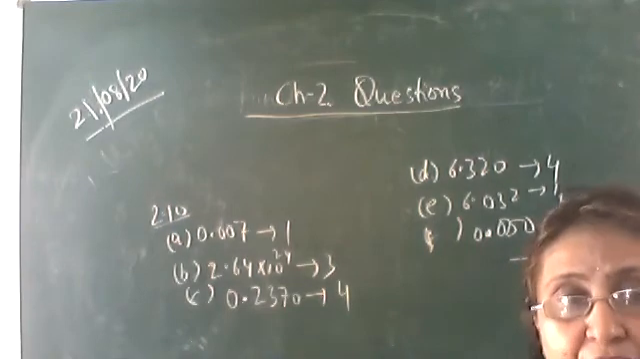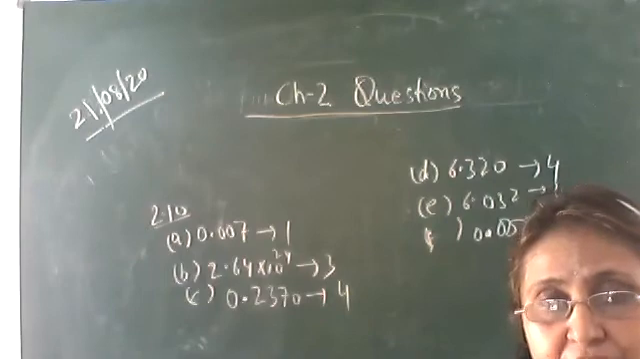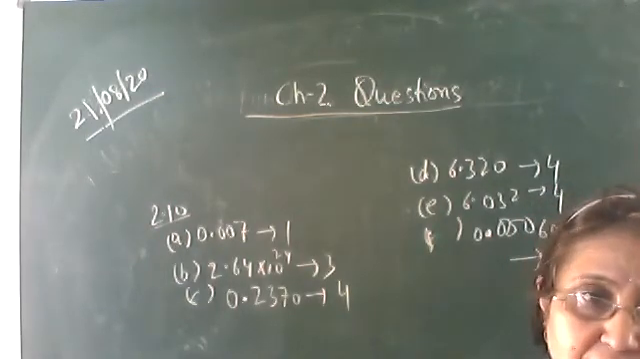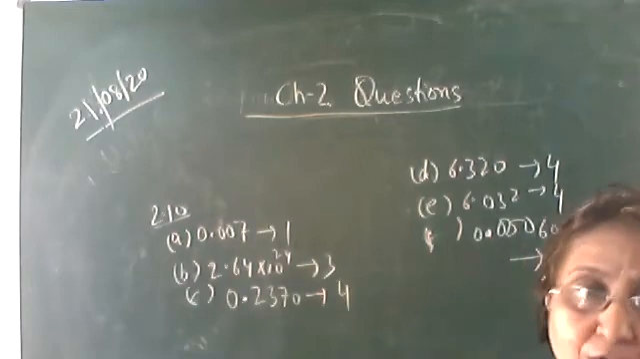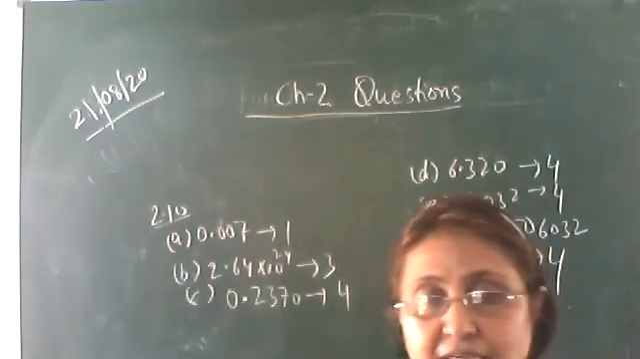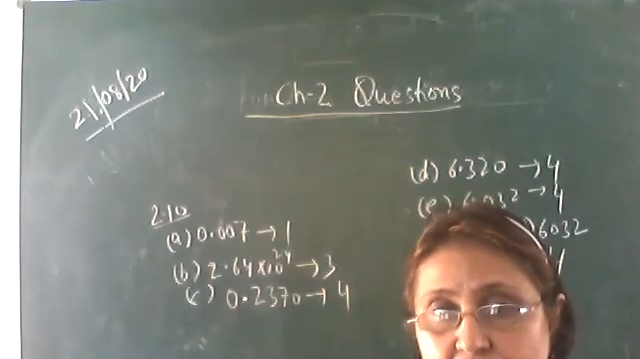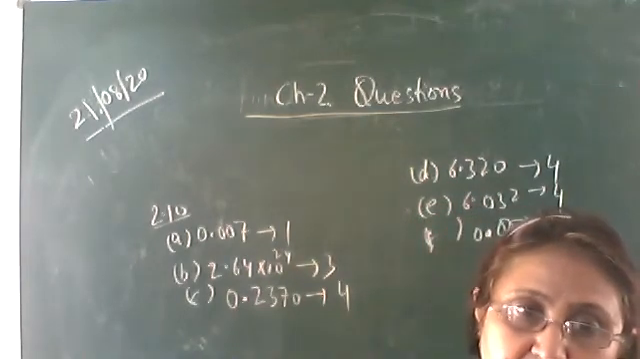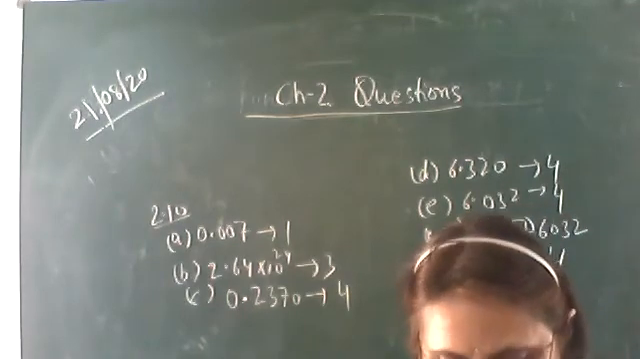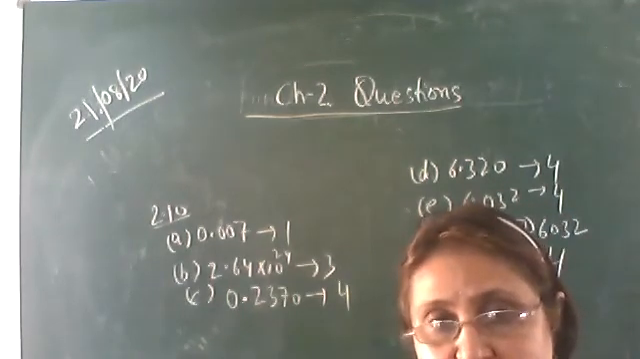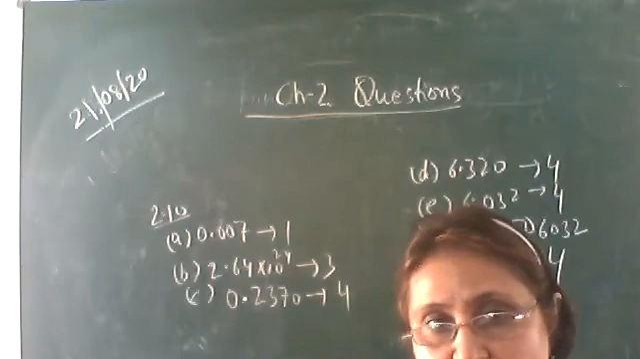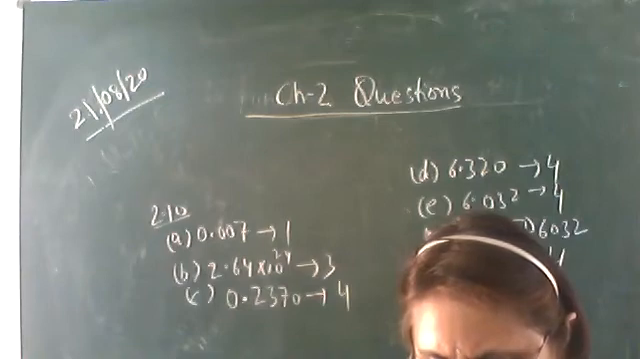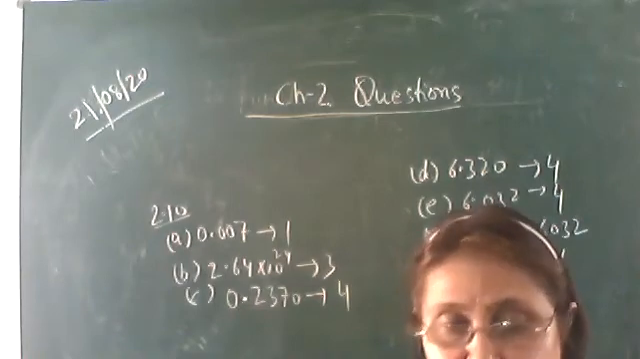The same way, the volume is length into breadth into height. You will not multiply all three together directly. Here the thickness 2.01 is in centimeters. So either convert the length and breadth into centimeters, or you can convert the thickness into meters and then multiply, and then the answer has to be expressed in proper significant figures. Which one has the minimum number of significant figures?